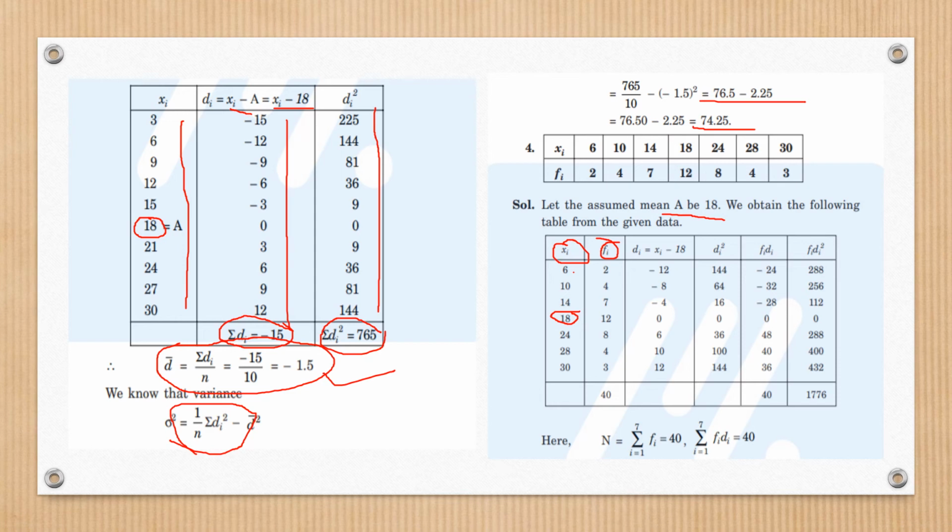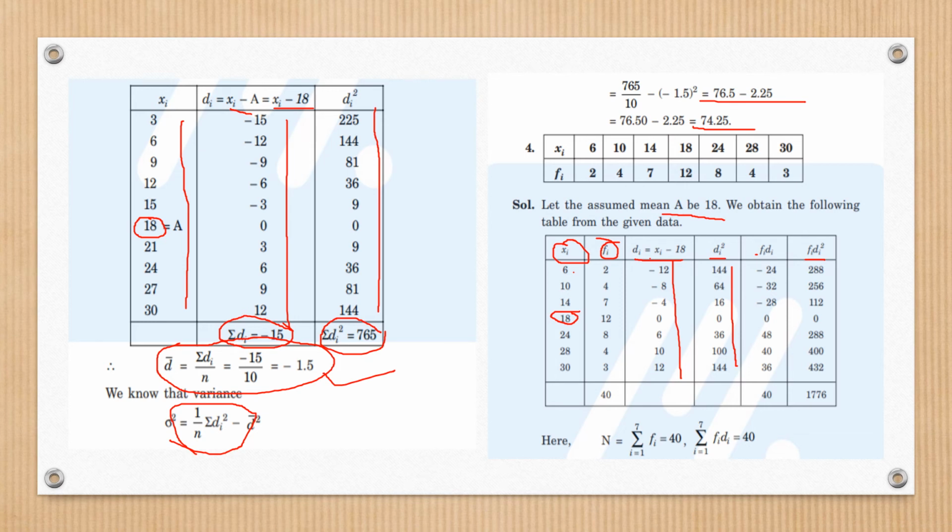So this is your di. di is xi minus 18, so you get these values. Then di square. Remember, for the xi fi table, we will go for this di. This is the simpler way. So fi di, the product of fi and this di, then fi di square, fi into this di square.